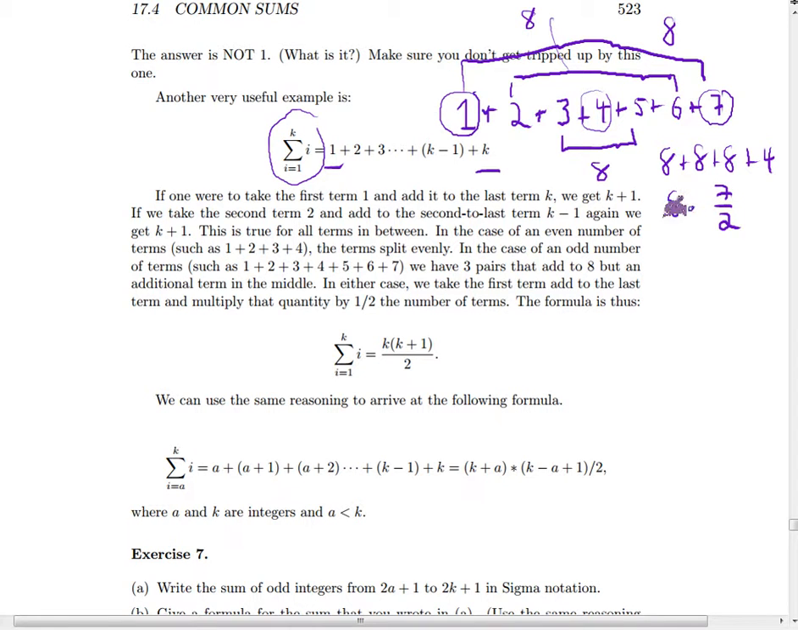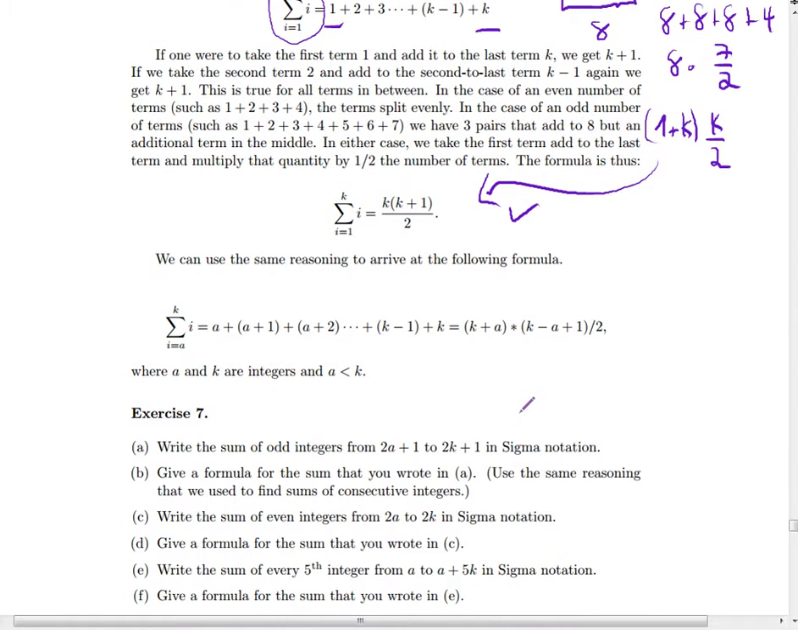All right, so 8 is the first term plus the last term, so that's going to give me 1 plus k, or k plus 1. 7 over 2 is k over 2. And we have our formula here. We've derived it. Now, you can use the same reasoning if you start the sum at a and go up to k. Think about how you do that here.